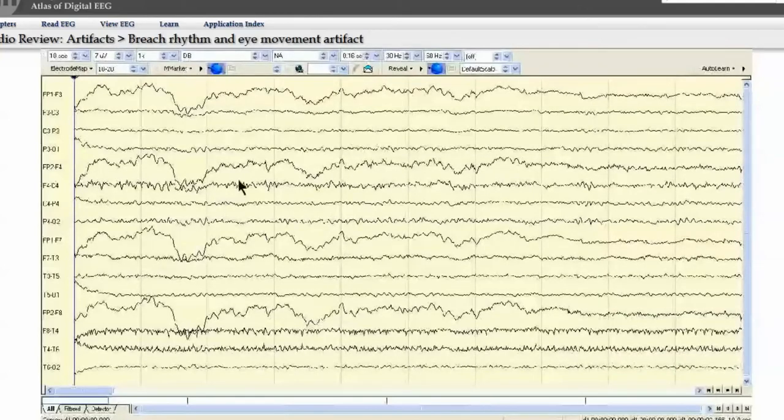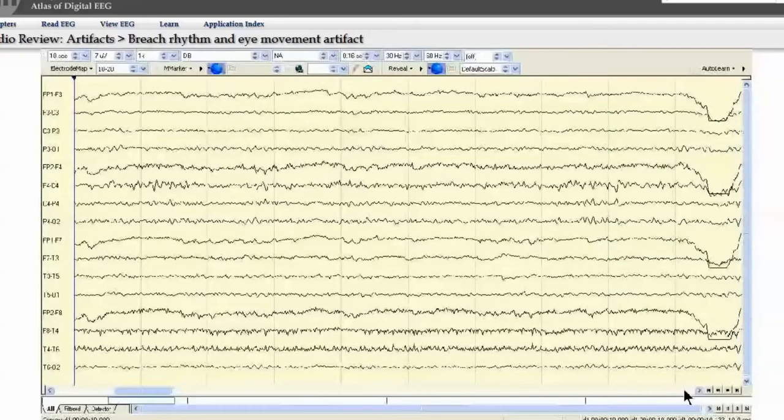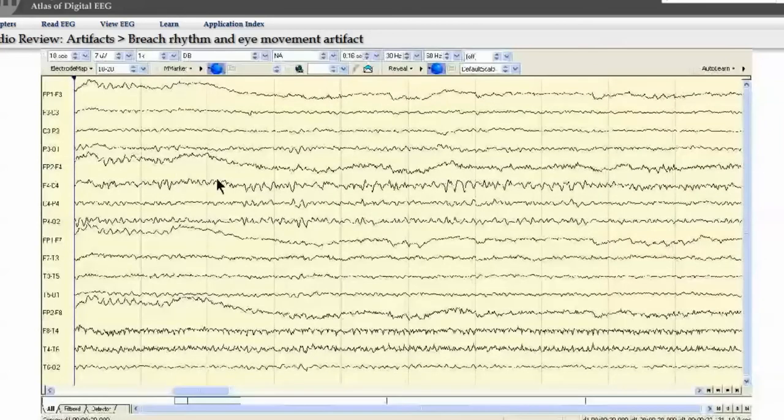Now we have been able to enhance the voltage of the higher frequencies over the right frontal region compared with the left. This voltage asymmetry will be seen to continue throughout this recording. As we go to the next 10-second segment, we can see an eye blink towards the end of the page, and in the next segment, the appearance of alpha frequencies interspersed with these beta frequencies. These asymmetries between the left frontal and the right frontal region do not represent pathology.